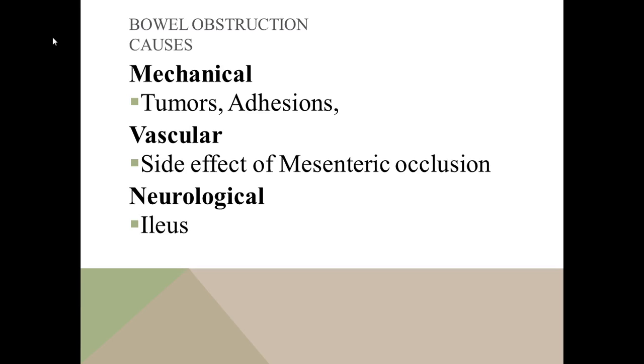Vascular can be a side effect of a mesenteric occlusion. Your mesentery supplies blood to your intestines. If you have a mesenteric occlusion and blood is not supplied to the intestines, part of the intestines can die, causing a bowel obstruction because there is decreased GI motility in that section of the bowel.